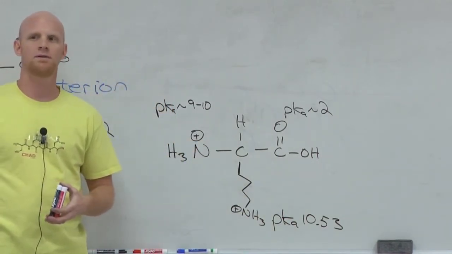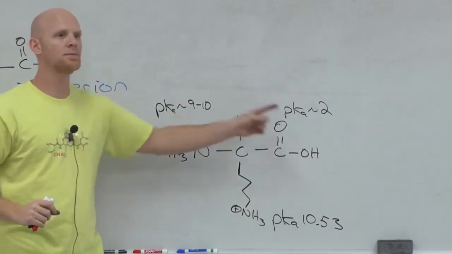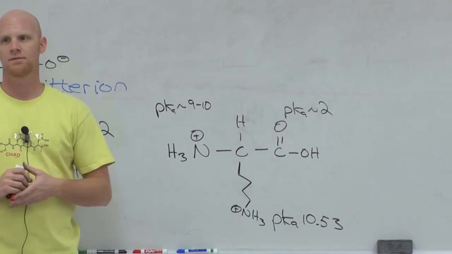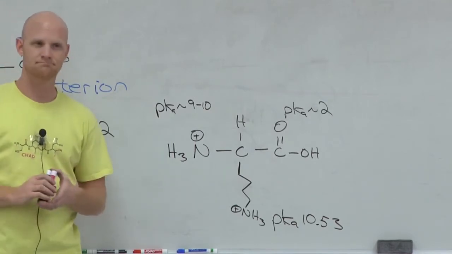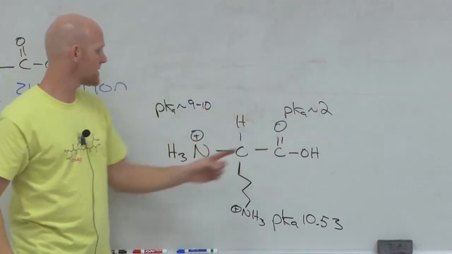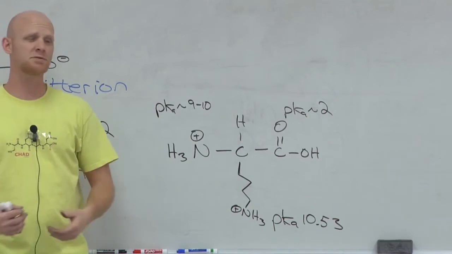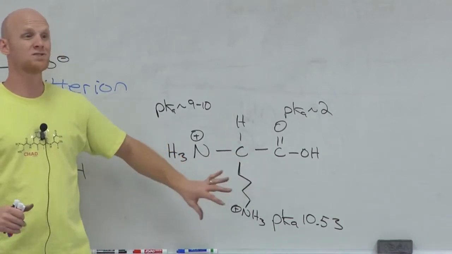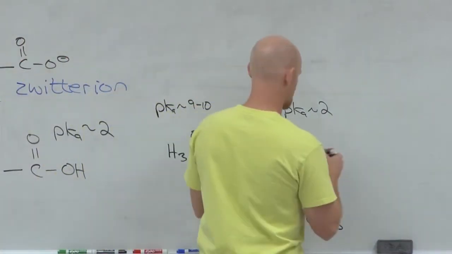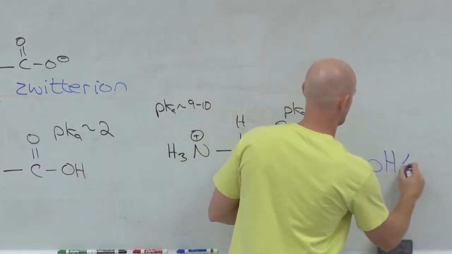How low would the pH have to be for this all-acid form to predominate? Lower than 2. If I'm lower than 2, then I'll be lower than everybody's pKa, i.e. more acidic than everybody's pKa, and the acid forms would predominate. So this is the form that would exist for a pH lower than 2, the predominant form for pH less than 2.